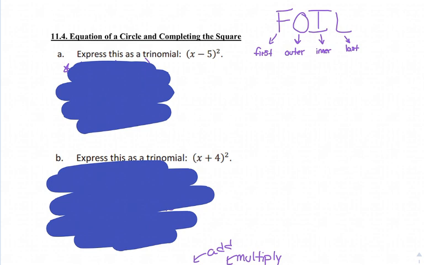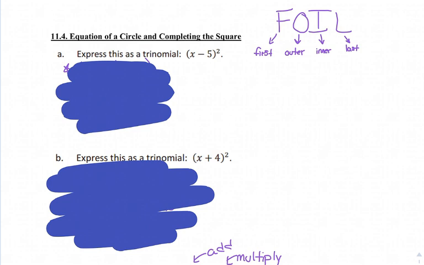So 11.4 is about the equation of a circle, which you learned yesterday, and completing the square. This time the equation is not going to look like our formula, but we're going to have to get to that formula by completing the square. So I want you to try A, B, and C as your warm-up.